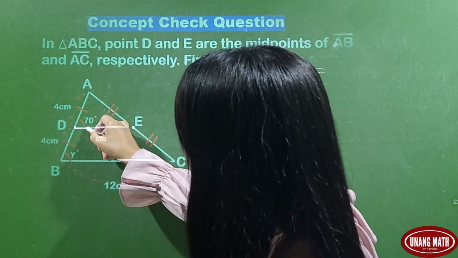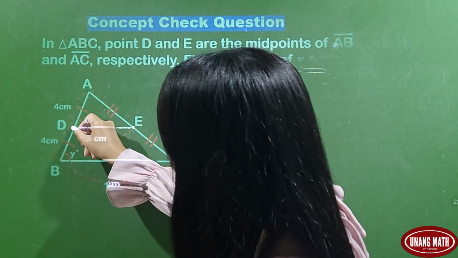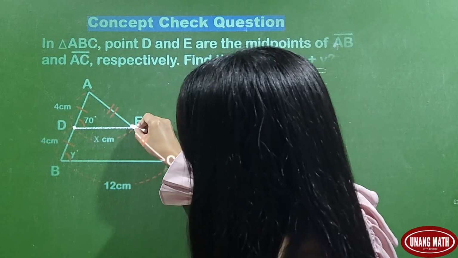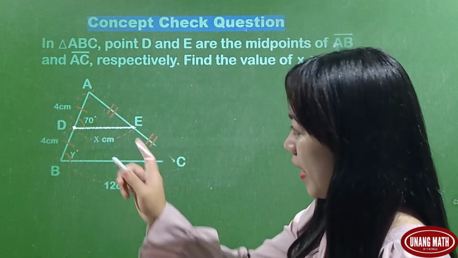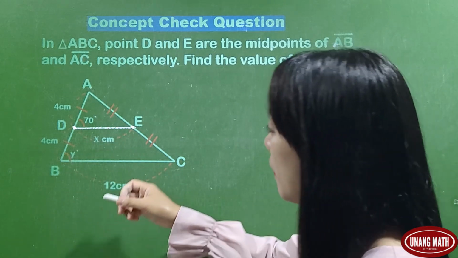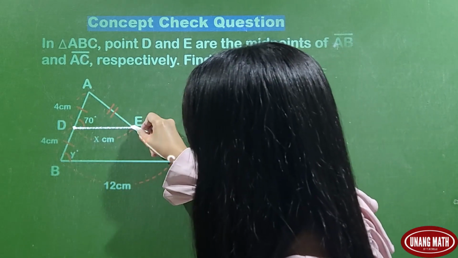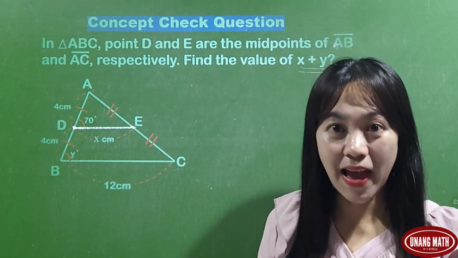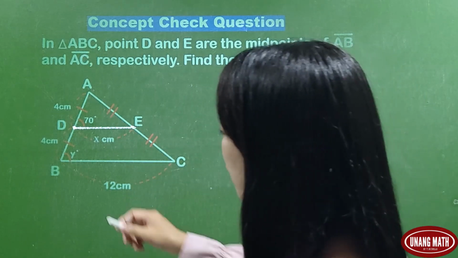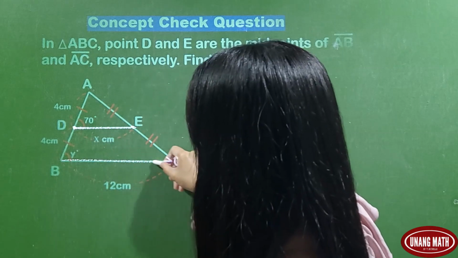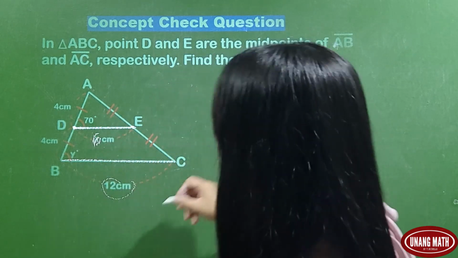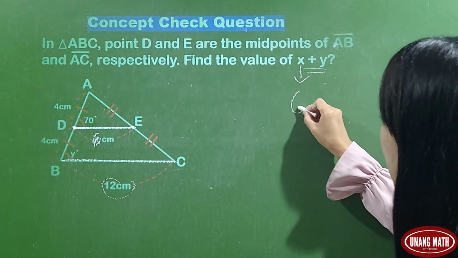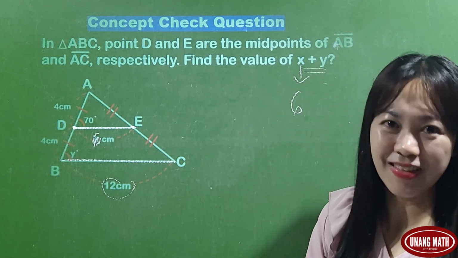X is this length. Since this is a midpoint and this is a midpoint, it means this is our mid-segment. And as I mentioned a while ago, this mid-segment, segment DE, is half the length of the third side, which is this side, BC. So this is 12, so half is 6. So it means x is 6 centimeters.